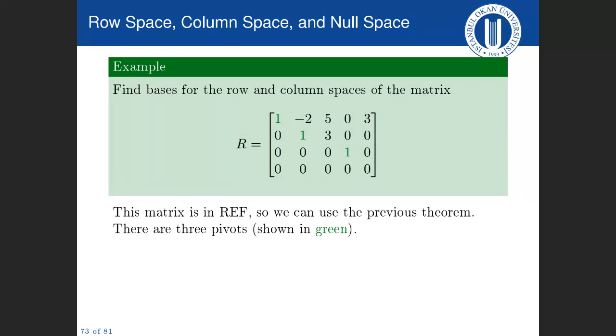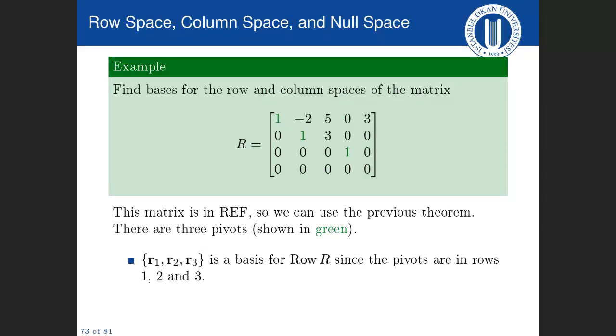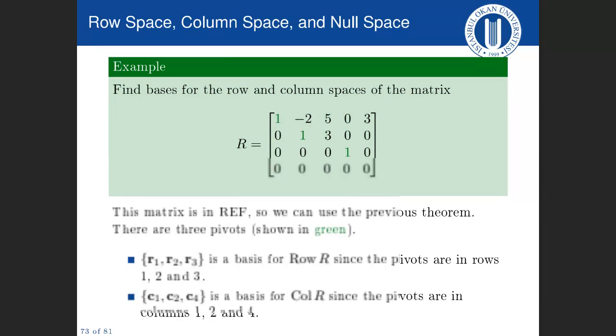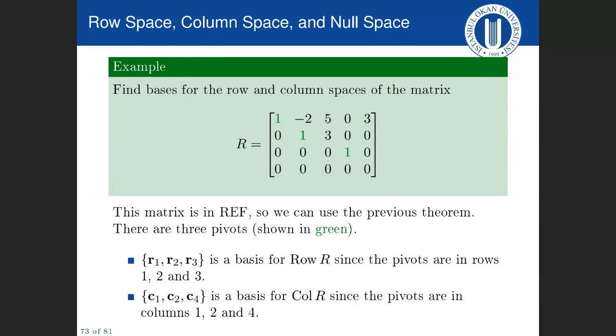There's a pivot in the first row, there's a pivot in the second row, and there's a pivot in the third row. So that tells us that R1, R2, R3 is a basis for the row space. Which columns have pivots in? There's a pivot in the first column, there's a pivot in the second column, and there's a pivot in the fourth column. So that tells us that C1, C2, C4 gives us a basis for the column space of R.